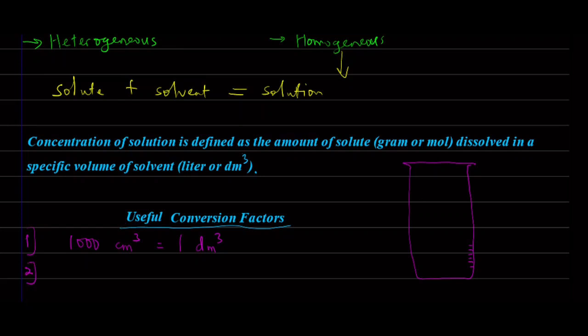Another useful factor is 1 Dmq is equal to 1 liter. That means I can say that 12 liter is the same thing as 12 Dmq. We have to take note of that.